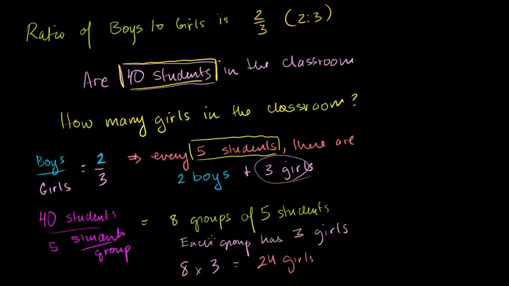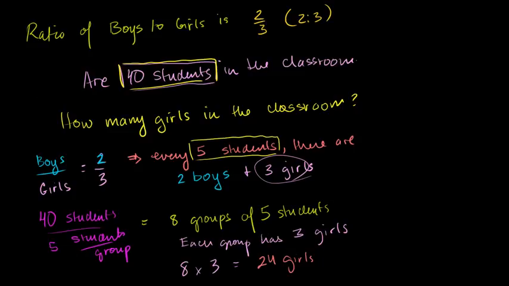And you could do the same exercise with boys. How many boys are there? There's a couple of ways you could do it. You could say, well, for every group, there are 2 boys. There's 8 groups. There's 16 boys. Or you could say, look, there's 40 students. 24 of them are girls. 40 minus 24 is 16. So either way, you could get to 16 boys.